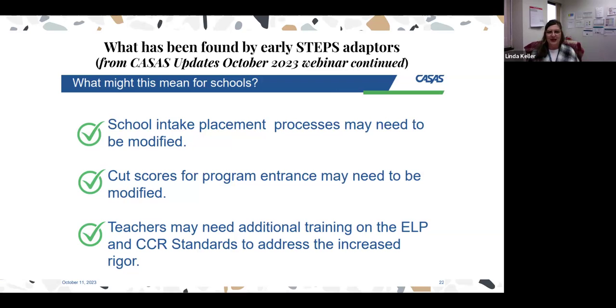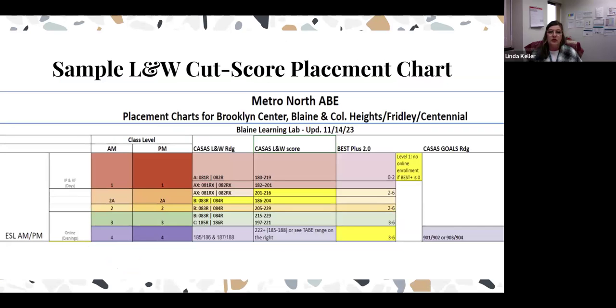Metro North just last week, with 2 of our larger programming sites, have some provisional placement charts that we found, and I do have a slide for one of the sites in the next slide. So the next slide shows a sample placement chart that is used at the Blaine location for the specific class levels. And this chart shows the life and work reading scores and levels, and then the score ranges. And Metro North also uses the Best Plus speaking test in order to determine appropriate class placement. And these are all of the ranges that were used. Something to consider with placement charts for your program.